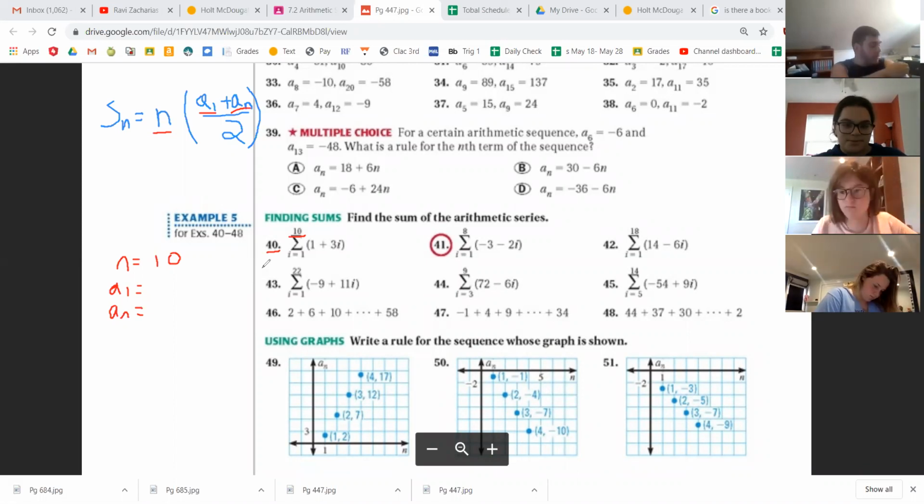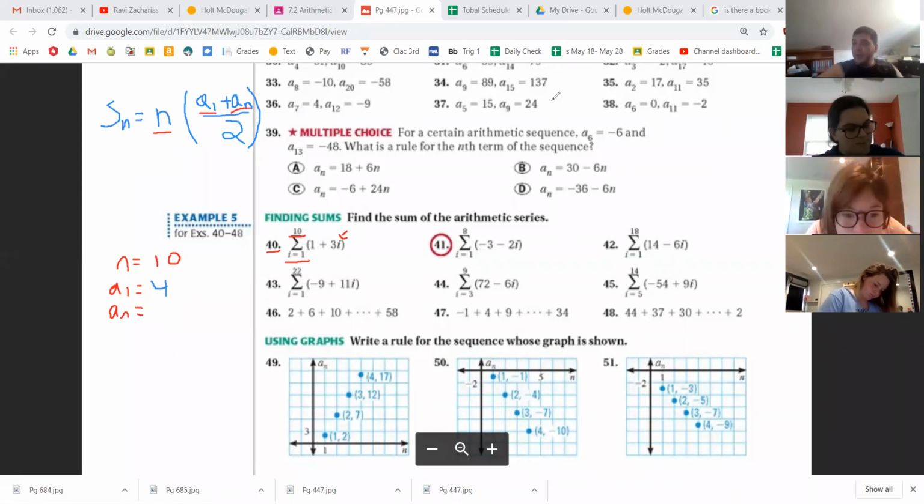Thank you. No problem. So N equals 10. We're going from 1 to 10, so that's going to be 10 steps, all right? Now, A1 is going to be what happens on the first step. The first step here is 1. So we're going to plug in 1 into I. So 1 plus 3 times 1, which is 1 plus 3, is 4. So my first step is 4 because I plug in a 1.